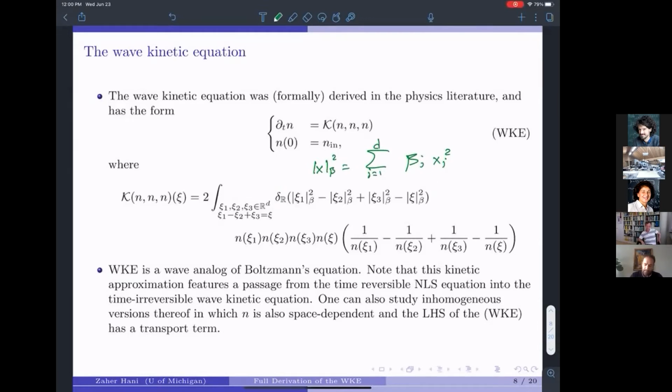Okay, and then we have this nice integrand over here. This is the collision kernel. So this is the wave analog of Boltzmann's equation. Notice that this kinetic approximation features a passage from the time reversible NLS equation into the time irreversible wave kinetic equation. And one can also study inhomogeneous versions of this equation, in which case, instead of having dt n over here, you would have dt n plus xi dot grad x of n, where n becomes space dependent as well. But we don't consider that problem here.